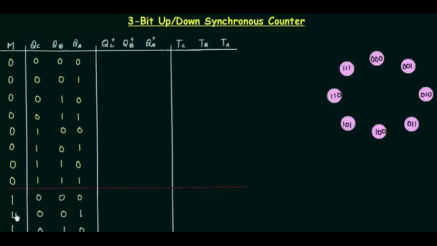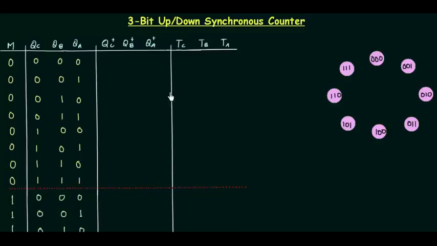First of all, I will explain the state diagram for this. We have 8 states because a 3-bit synchronous counter will have 8 states, because 2 to the power 3 gives us 8. And if I talk about the maximum count, it will be 8 minus 1, that is 7, and 7 is represented by 1 1 1. 0 0 0 is the initial state, and we will start our counting from this state.